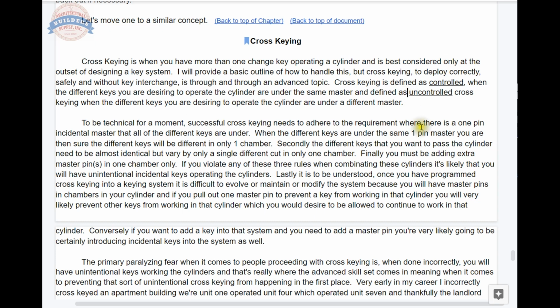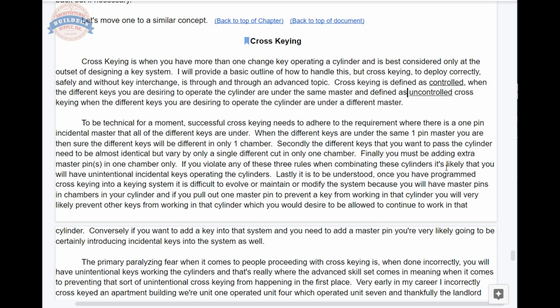Secondly, the different keys that you want to pass the cylinder need to be almost identical but vary only by a single cut in only one chamber. Finally, you must be adding extra master pins in one chamber only. If you violate any of these three rules when combinating these cylinders, it's likely that you will have unintentional incidental keys operating the cylinders.